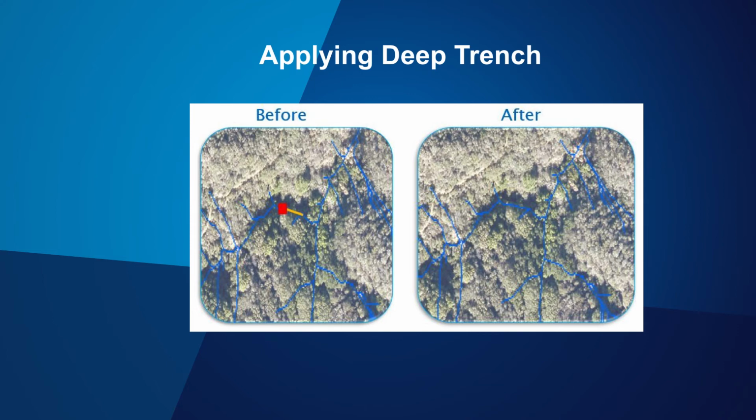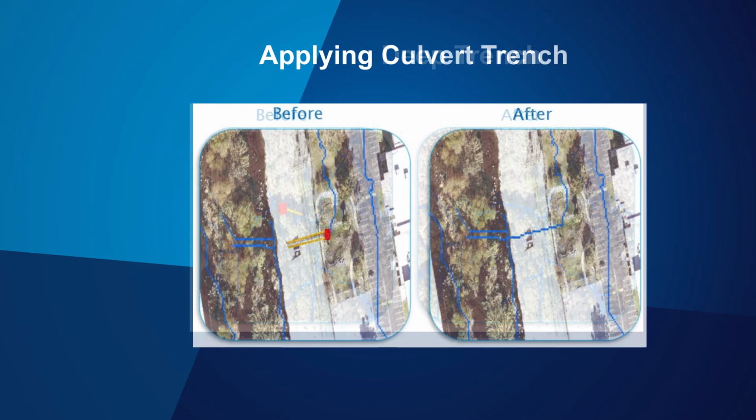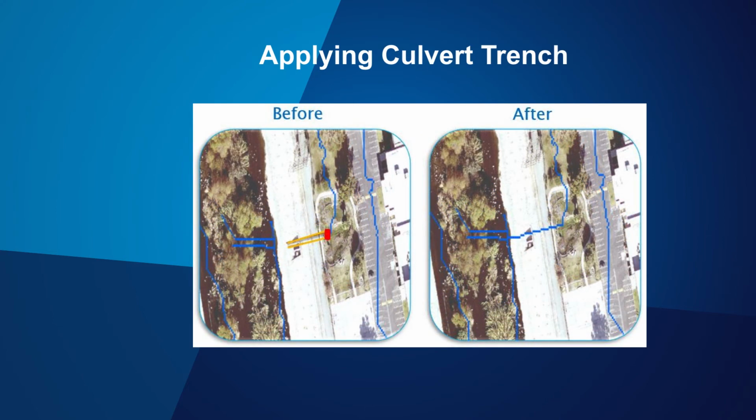Applying deep trench. Here is an example of applying the deep trench. We open up the sink, which allows the water to flow. Applying culvert trench. Here is an example of applying a culvert trench. We open up the sink, which allows the water to flow into the channel.